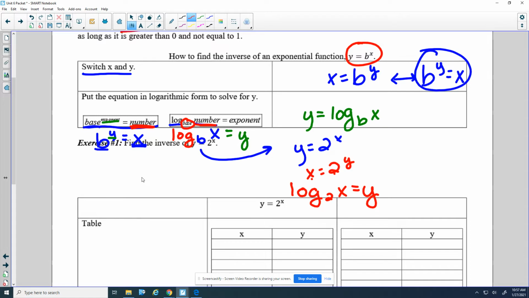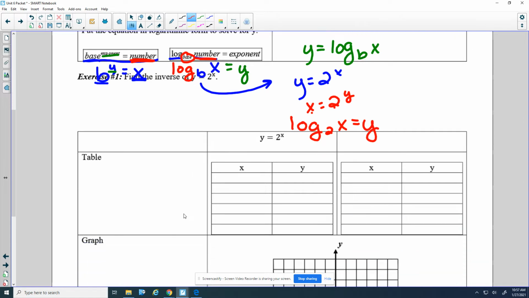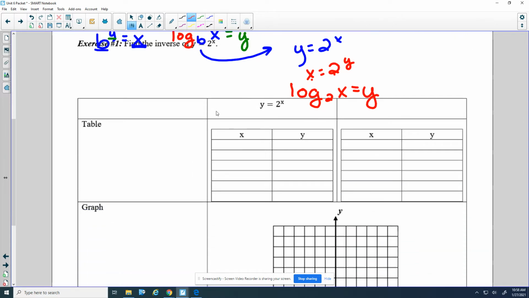So now we're actually going to look at the graphs, and we'll do this on Desmos. So I have my graph 2 to the x, and then my inverse, y equals, just recopying this, log base 2 of x. So first we'll graph 2 to the x.